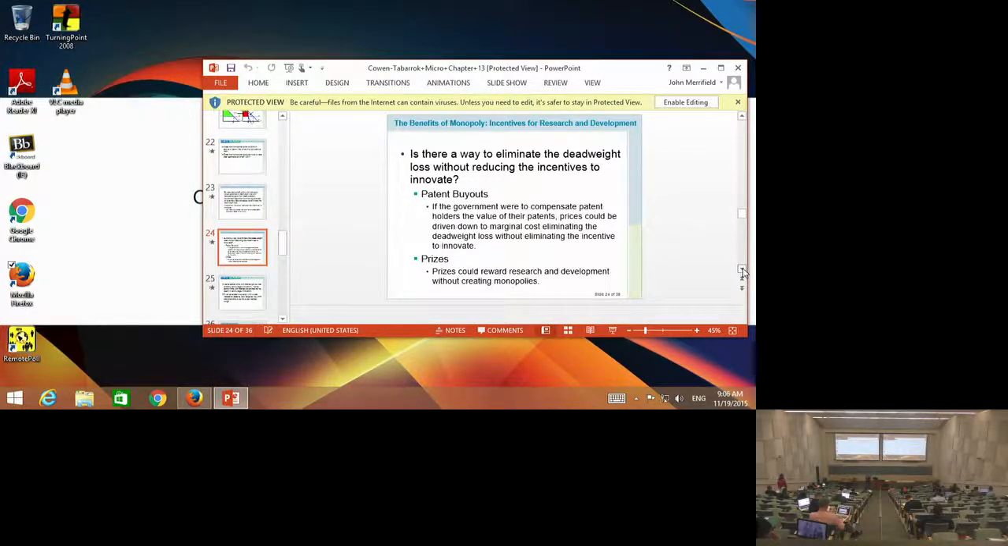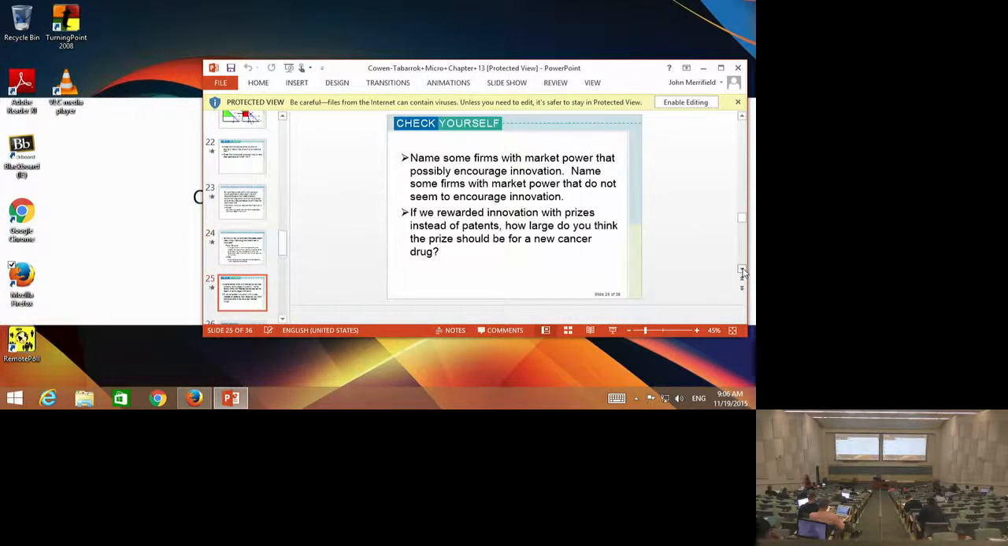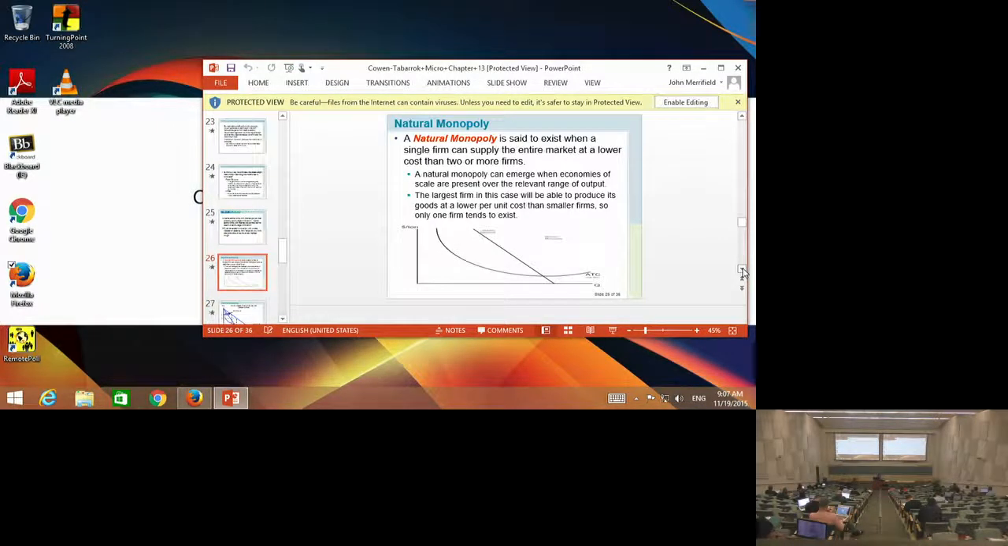All righty, moving right along. We need to move right along so we can save some minutes for the top hat questions. Name some firms, Microsoft, Apple, firms like that that encourage innovation. I can't think of any right off the top of my head that don't encourage innovation, but both sets are out there. I think we covered the second bullet already in our previous discussion.